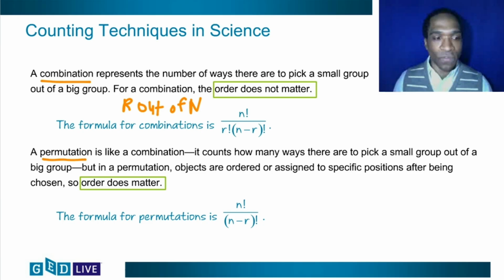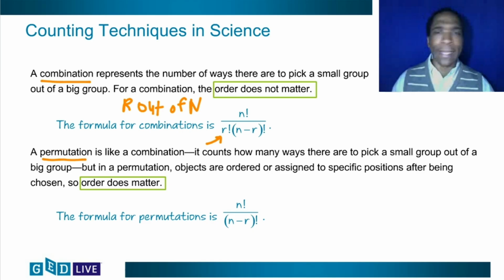Note the difference in the formulas lies in the denominator. In the combination formula, you have this extra R factorial. That's what that exclamation point means. That R factorial is not present in the denominator for the permutation formula, but everything else is the same. Okay, now again, it's still R out of n. But let's think about the importance of order here. Let's do a new example. Let's say that you're going to throw a birthday party for your son or daughter, right?